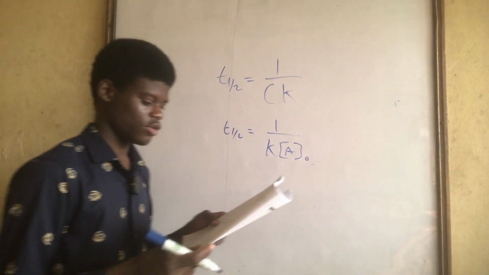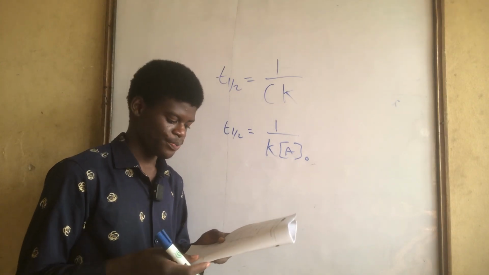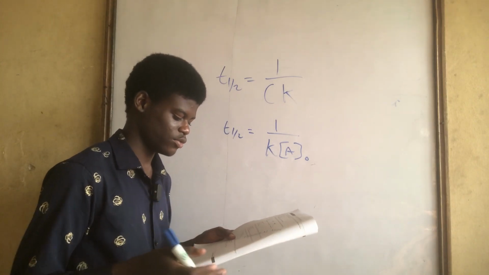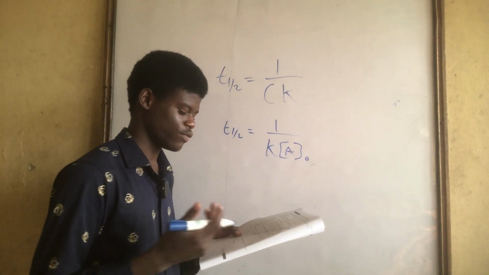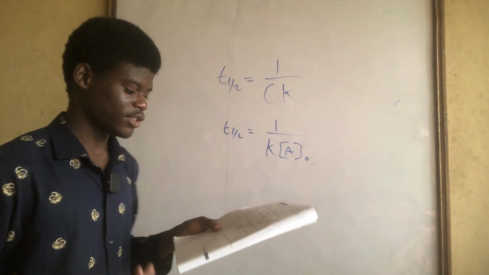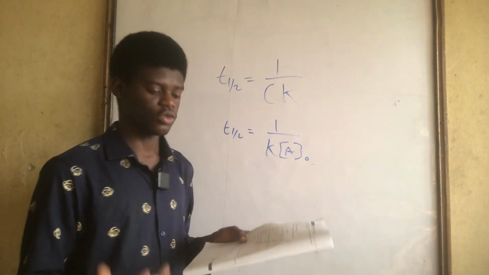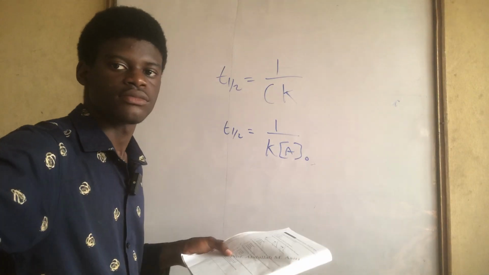Option A says 0.693 over K. That's first order. B, just rule that out. D, rule that out. E says A naught over 2K. That's zeroth order. But for the second order reaction, the answer is actually option C. So question number 43, the answer is option C.